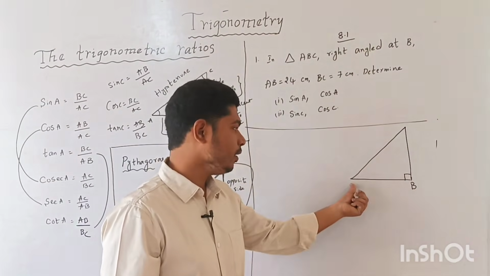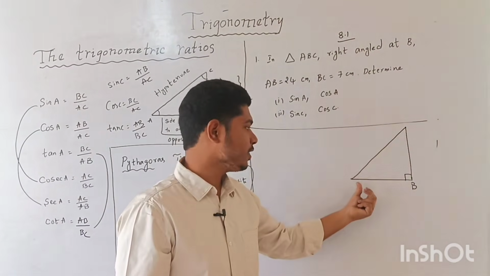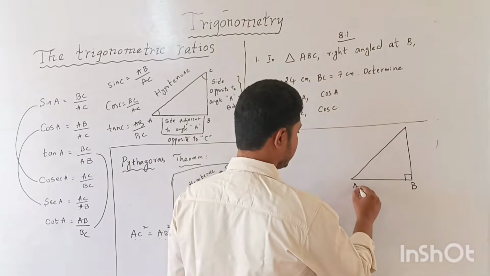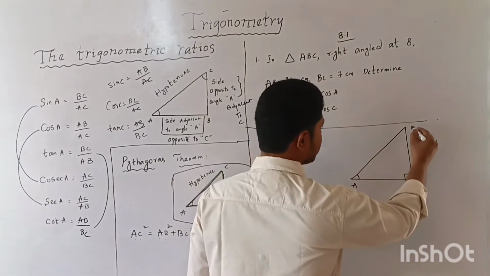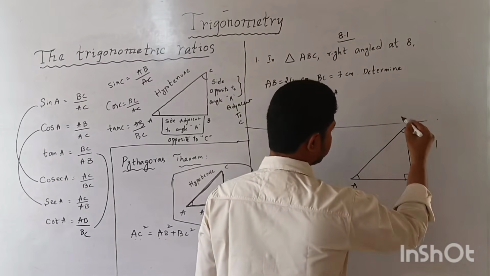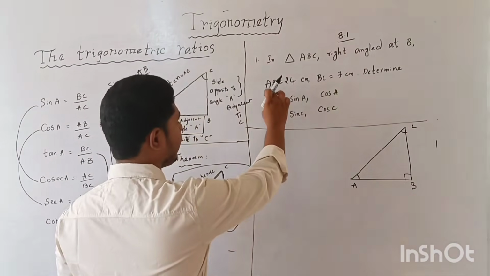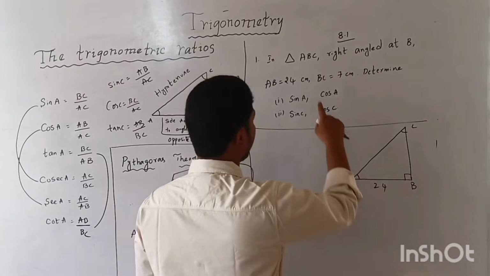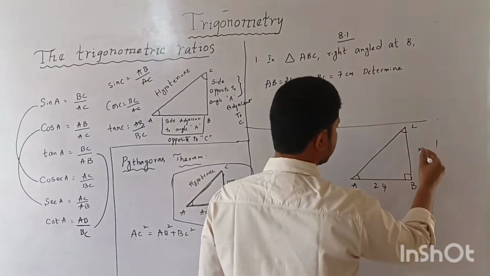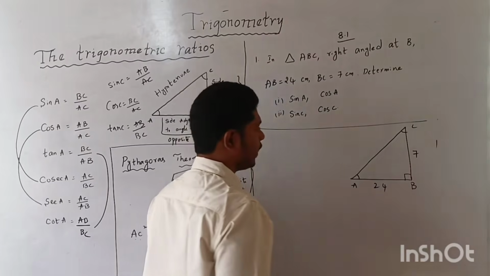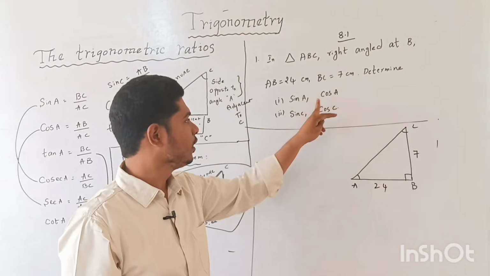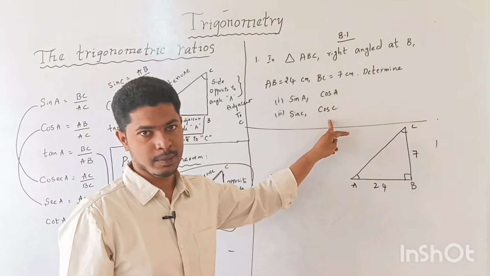We can take A here or here, and C here or here. For my convenience I will keep A here, and C here. Now they have given AB is equal to 24 and BC is equal to 7. They told us to find sin A, cos A, sin C, cos C.